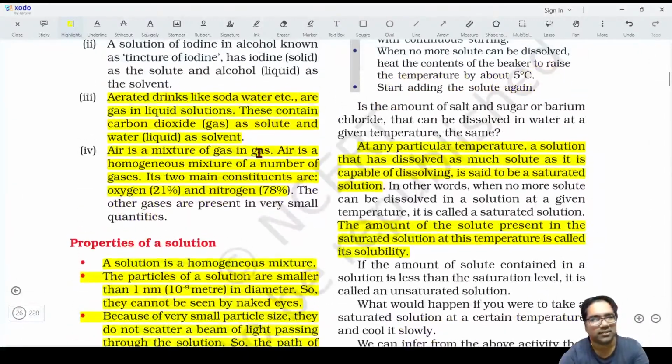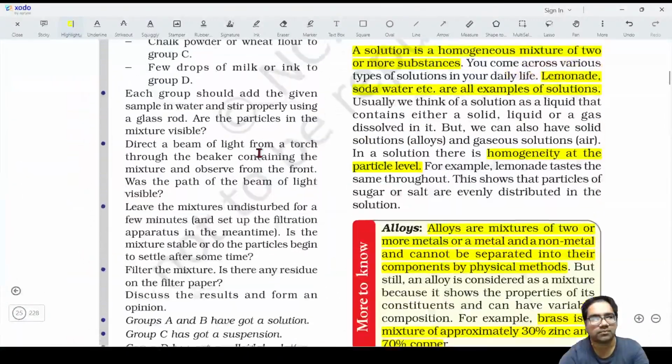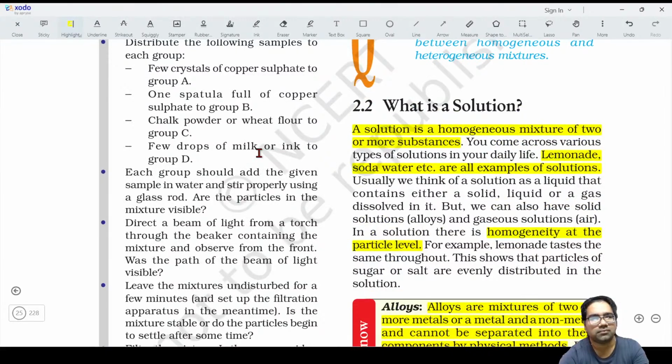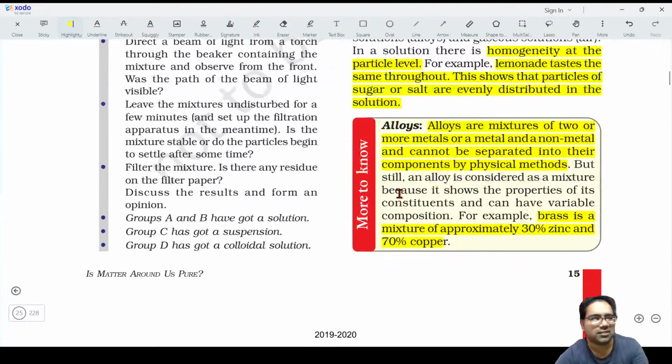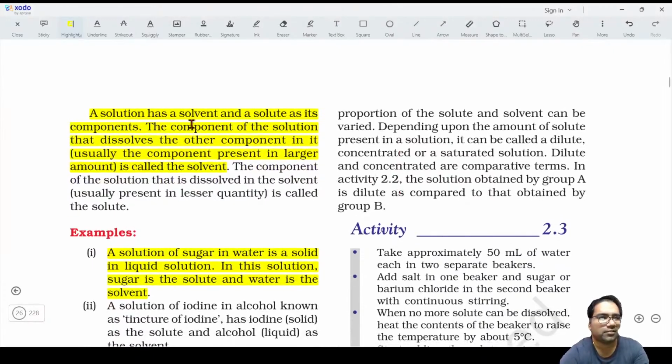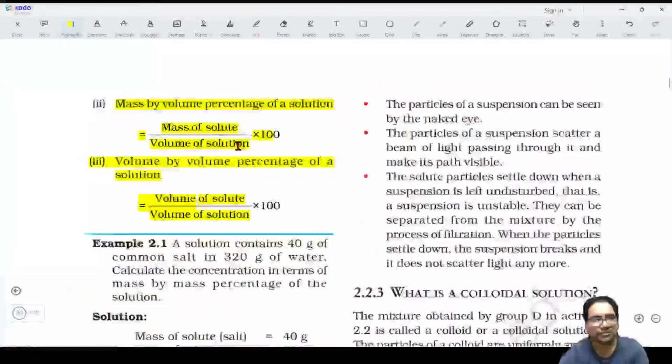What is meant by homogeneous? A homogeneous mixture is a mixture of two or more substances, but they are uniformly distributed. They should be evenly distributed, at a particle level, so you cannot see them with the naked eye.